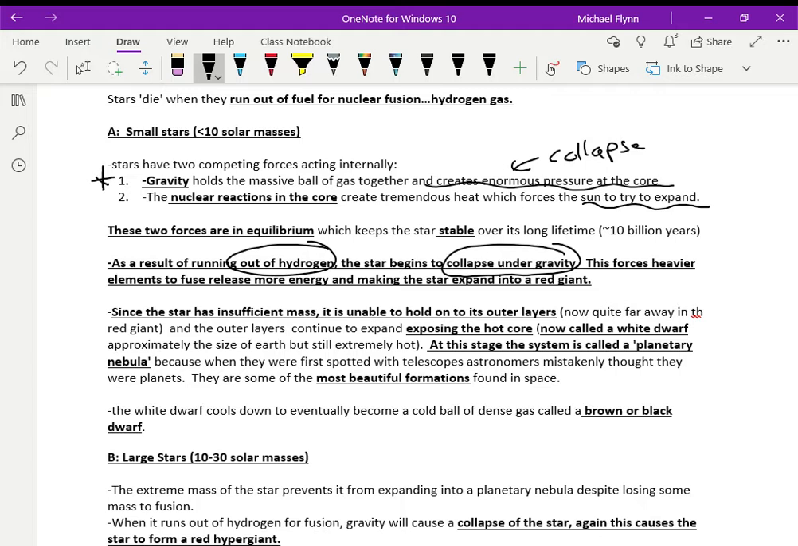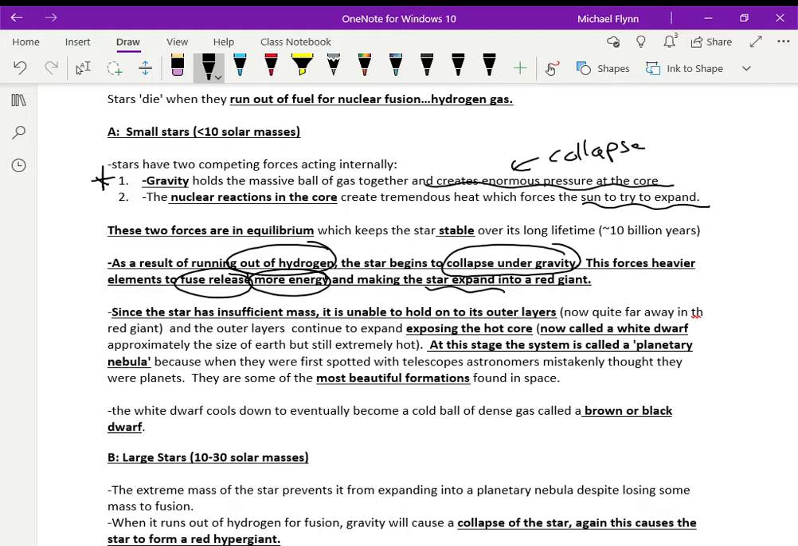So as the star starts to collapse, now the helium starts to fuse, okay? And when you fuse helium together to form heavier elements, that is even hotter than hydrogen fusion, okay? So now the core burns even hotter. And now gravity's going to start losing the war. So what happens is the star expands, okay? The star begins to collapse. This forces heavier elements to fuse, releases more energy, and it makes the star expand.